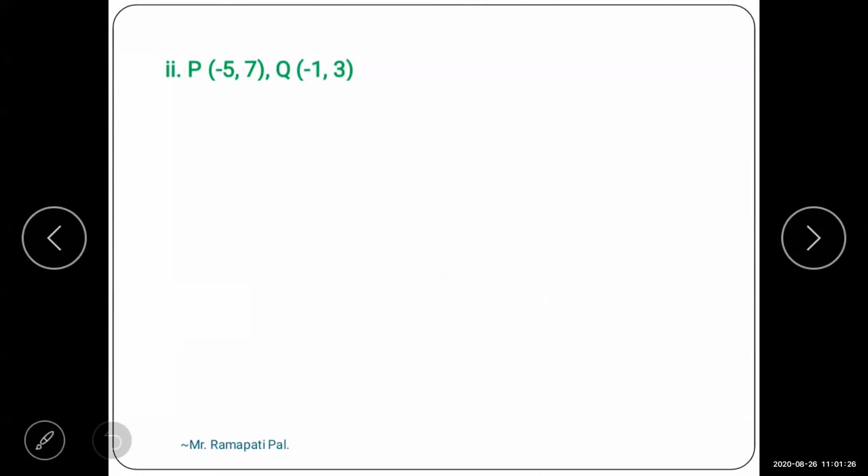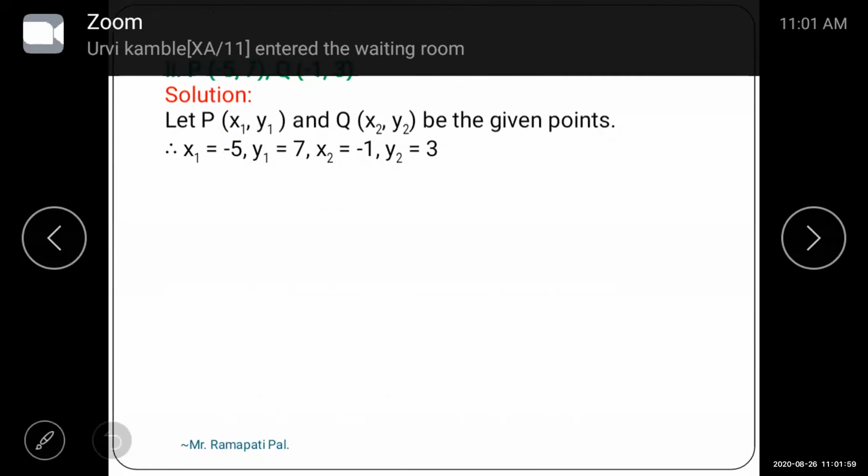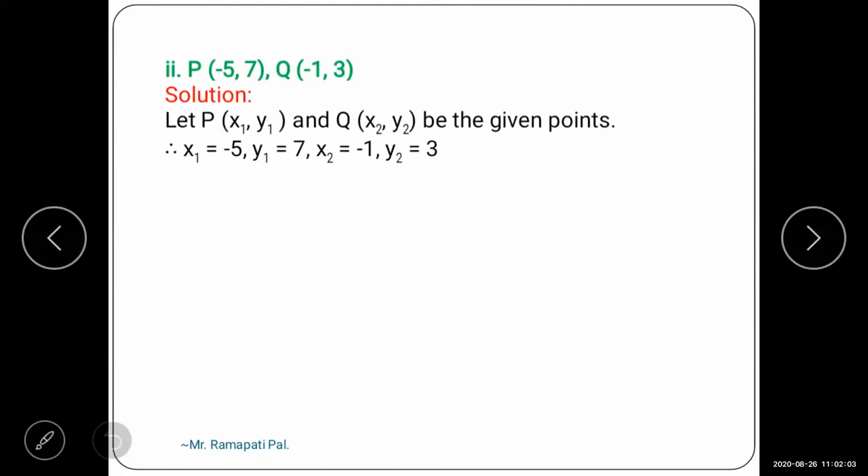Correct? x2 is equal to minus 1, y2 is equal to 3. Correct. Now by using the distance formula. Okay. Now write down the distance formula fast. I have written x1, x2, y1, y2. Now you write down the distance formula first.